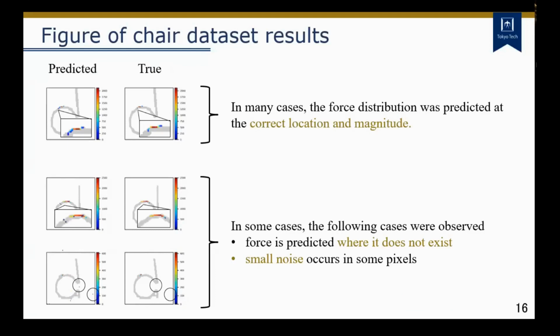This is a figure of the shear dataset results. Similar to the toy problem, on the left side is the model's prediction, while on the right side is the ground truth. In many cases, as you can see in the top figure, the force distribution was predicted at the correct location and magnitude. However, in some cases, we noticed that force is predicted where it doesn't exist, or small noise occurs in some pixels.